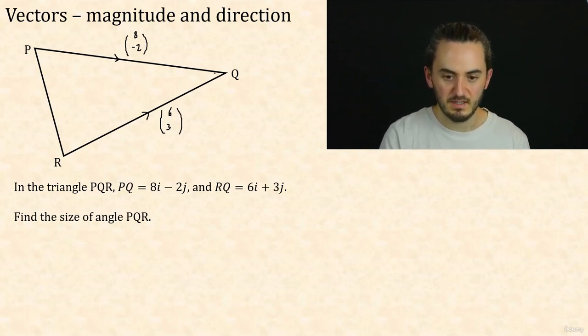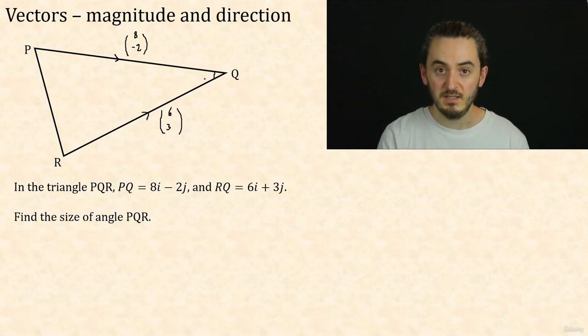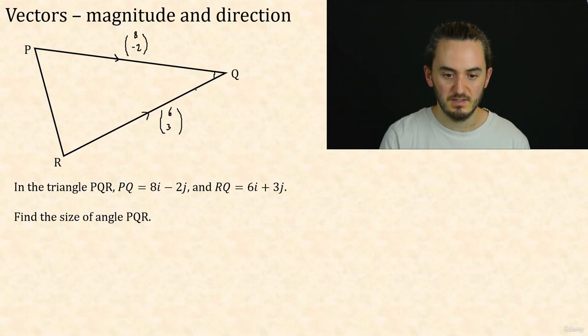Find the size of angle PQR. So that is this angle here. Right, how are we going to do that? Well, there's plenty of ways we could approach it. I think the easiest way to do this is work out the length of each of these sides, this side, and this side, and then use something like the cosine rule to work out the angle. So firstly, what is this vector here that gets us from P to R?